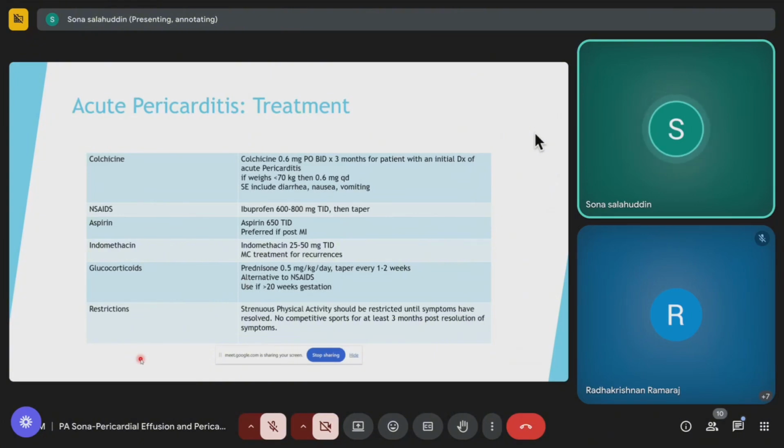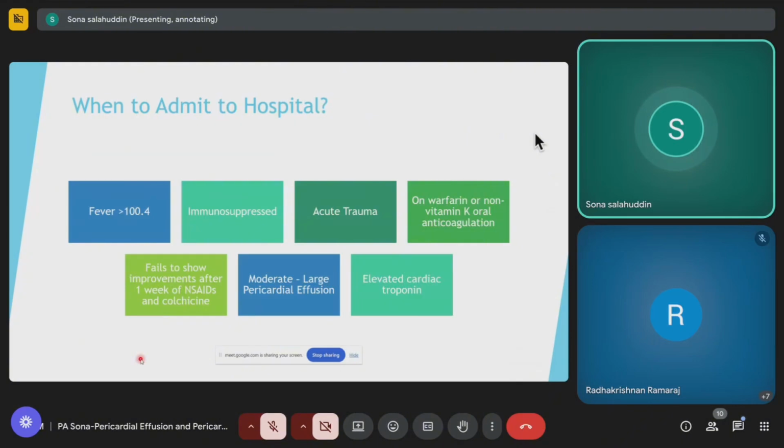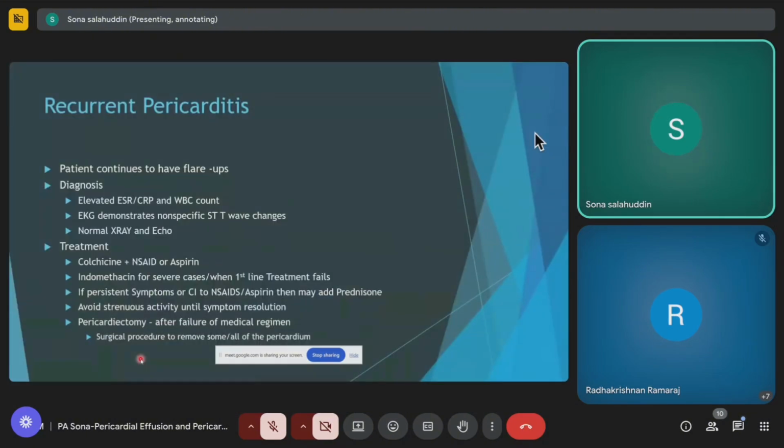And then also let the patient know to restrict strenuous physical activity until symptoms have resolved, and then no competitive sports for at least 3 months post-resolution if they do participate in that. When to admit to the hospital: if they have a fever, acute trauma, if they're on warfarin, or a weakness of medications, if their effusions are moderate to large, elevated troponins, immunosuppressed. And other reasons like TB, infections, things like that.